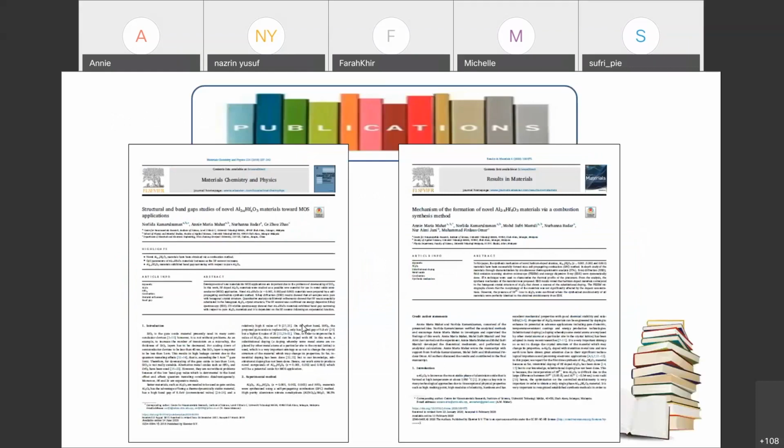Okay, so very well. All of these works have been published in two journals, which are Materials Chemistry and Physics, and the other one is Results in Materials.